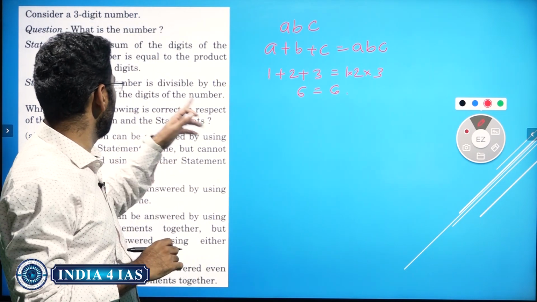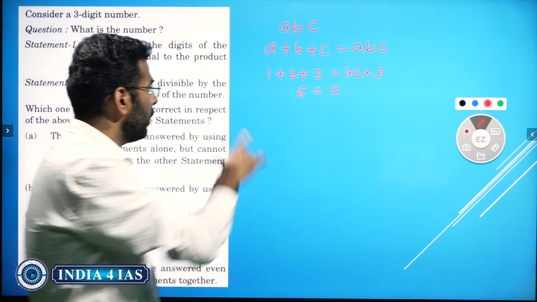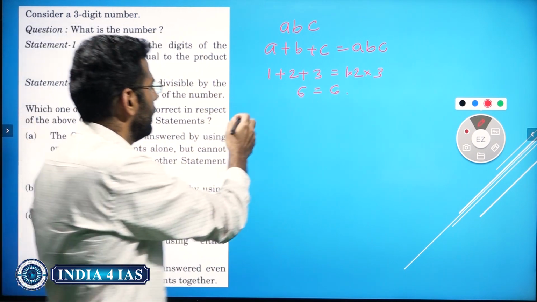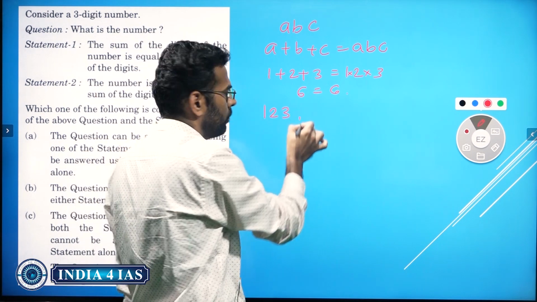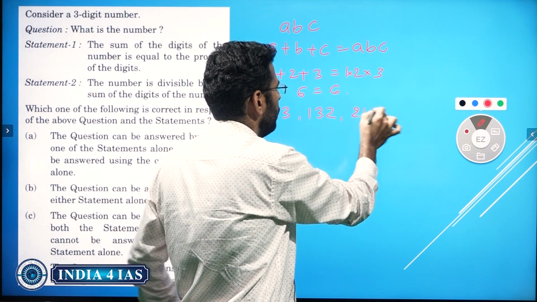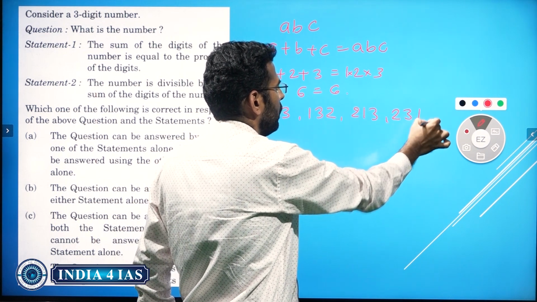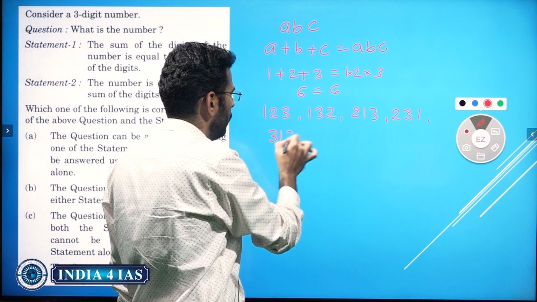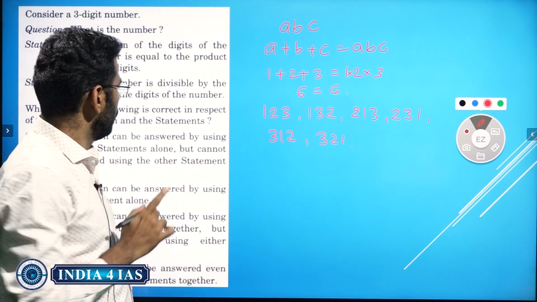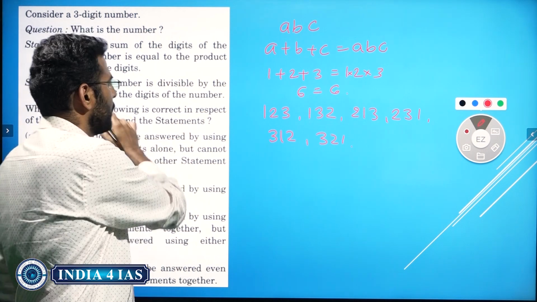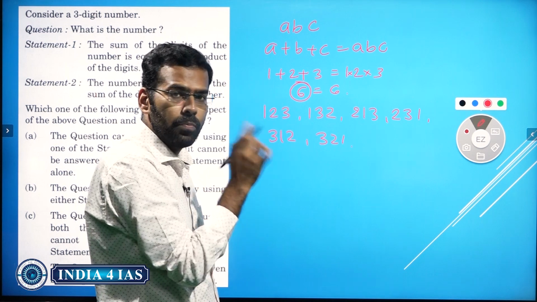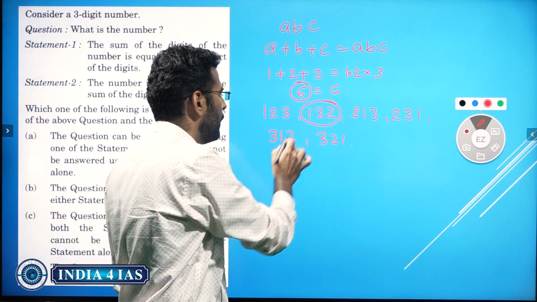Now the number is divisible by the sum of the digits of the number. What are the different possible numbers? A, B, C can be 123, 132, 213, 231, 312, 321. Among these numbers, which is divisible by the sum of the digits? What is the sum of the digits? It's 6. So among these numbers, which are divisible by 6? 132 and 312.